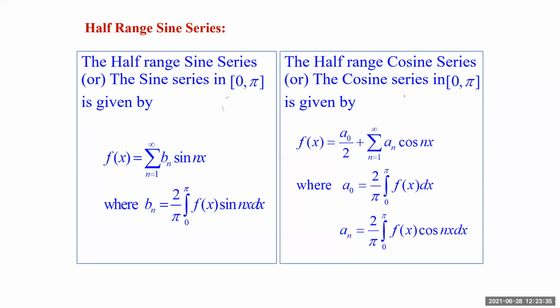When it is a cosine series, we'll write the series only in terms of cosine terms, so that you see a naught by 2 plus summation a n cos nx, and a naught and a n can be calculated by these formulae, right? The same formula, whatever we discussed in the case of even functions, we are extending as half range cosine series in this case. So that's the basic idea. And as you understood now, when you are given a function in the interval 0 comma pi, we have two options. We can find half range sine series as well as half range cosine series. Both can be found for the same function, right?